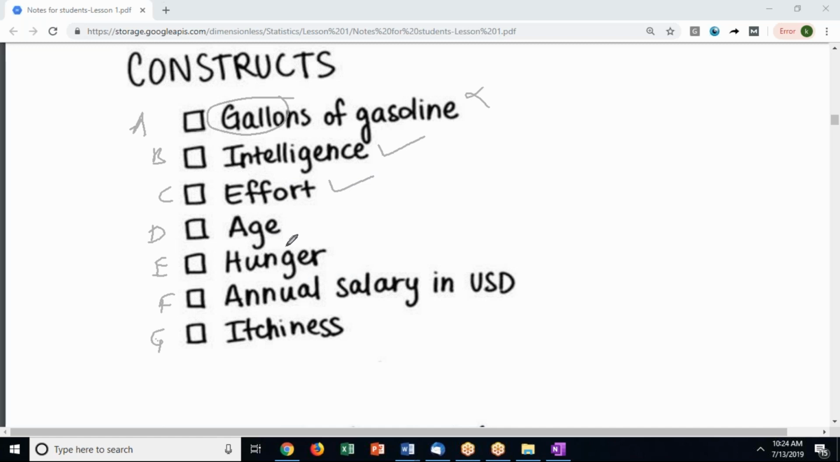Age, you know how to measure age, right? Age is measurable in numbers, in years, in months, right? So there's a standard unit. Hunger, again, is a construct. Annual salary in US dollars is measurable. Itchiness, again, is a construct, right? So B, C, E, and G, these are constructs.